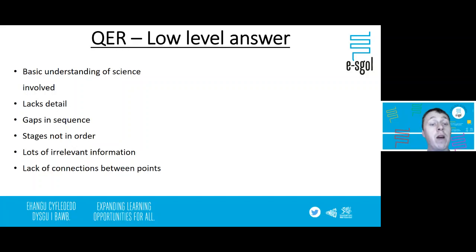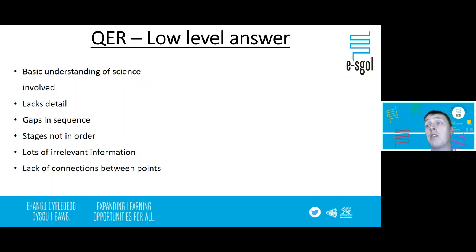If there's a lot of irrelevant information because you haven't focused on the keywords, that again is starting to put you into that bracket. Or if there's a lack of connection between points. So you've explained one point and the fifth point, however, you're not able to branch between the first and fifth by explaining the second, third and fourth elements of the question. So hopefully we'll get to see some of this in a moment.